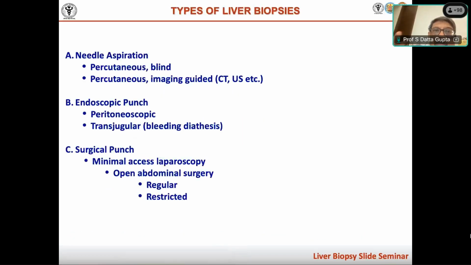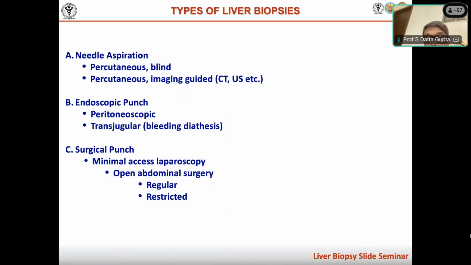Okay, so the types of liver biopsies that you get, one is the needle aspiration, which is very common. It's mainly percutaneous and blind. Sometimes it is image guided, especially for tumors. But generally, for inflammatory diseases, a lot of people don't use image guidance, although sometimes if radiologists do it, they would prefer an ultrasound guided needle. Then once you're doing a laparoscopy, you can do a punch biopsy, or if there is a bleeding diathesis. Nowadays, a lot of people do transjugular biopsies.